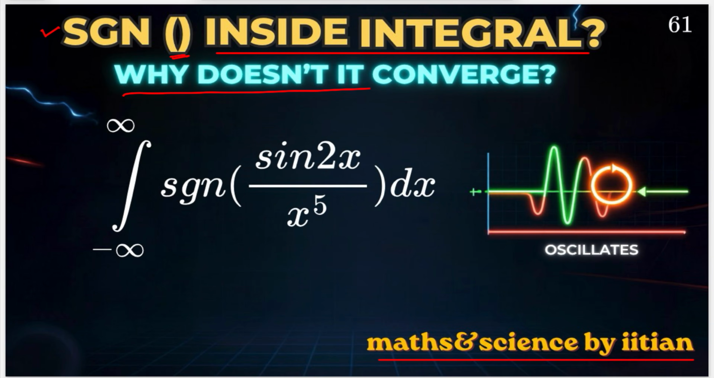And we will try to understand why, in this problem, this integral value does not converge to a particular value, and how it oscillates, what its behaviors are. We will try to understand. If a signum function is kept inside an integral and the integral is evaluated, what happens?